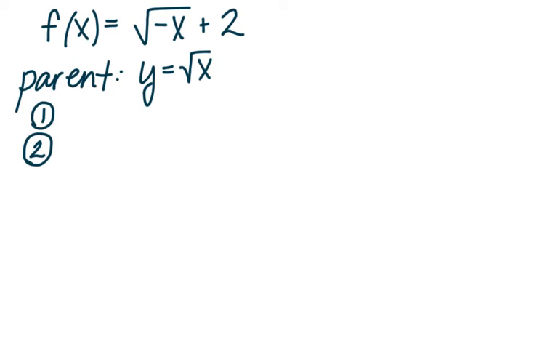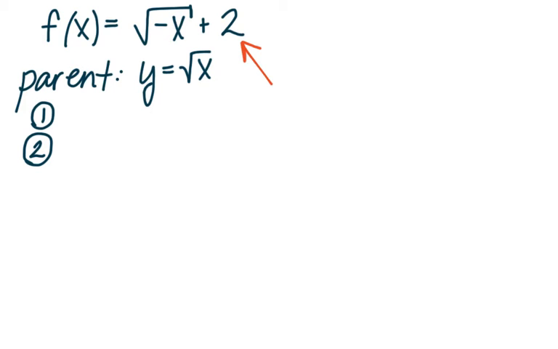Now, I always recommend that you shift last. So let's talk about the shifting, and we'll list this as our second transformation. We'll discuss order a little bit later as to why we do that. But for right now, this plus 2, remember, it's outside of the parent function. The square root actually ends here. It's just the square root of negative x, and then the plus 2 is outside.